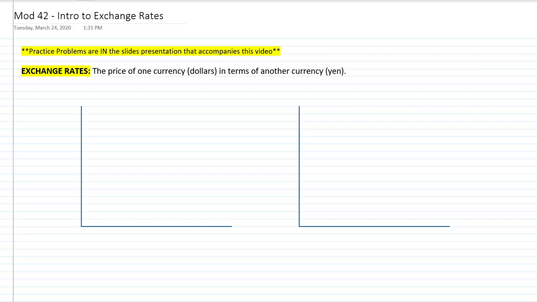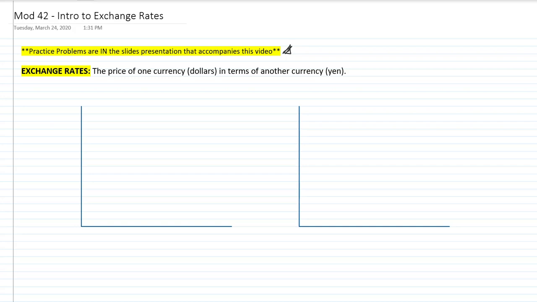it'll get you the gist of the topics of how to understand and how to manipulate exchange rates. As it says at the top here, first a quick note that the practice problems that go along with these topics are available in the slides presentation that also includes this information. So do some practice problems to figure out how to manipulate exchange rates. And then we'll get into the next topic that goes with this.